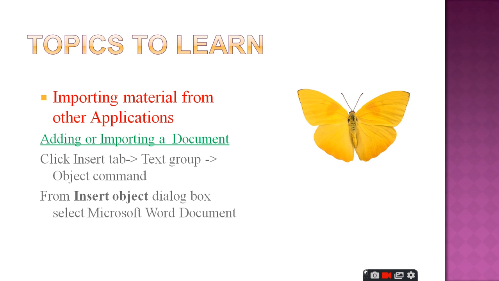We can import material from other applications. Sometimes we need to get another application to convey our information in the presentation. For this purpose, we can import material from other applications. Click on the Insert tab, go to the Text group and select the Object command. From the Insert Object dialog box, you select a Microsoft Word document or Excel sheets, or sometimes we can use databases also in our presentation.